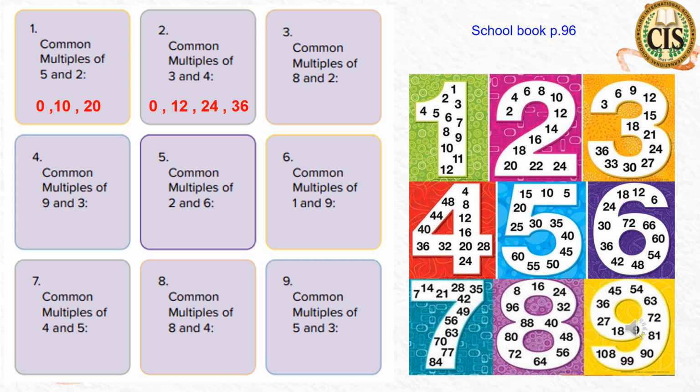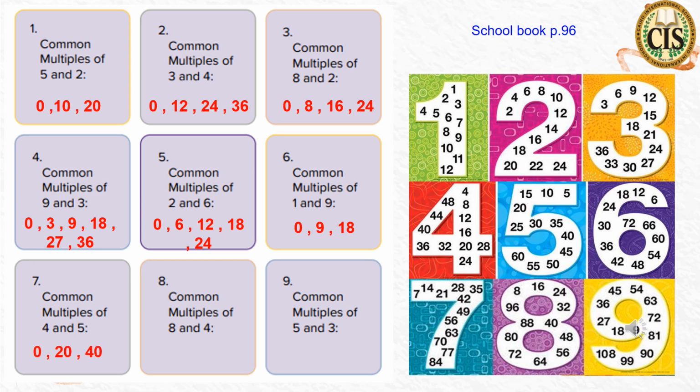Number 3, common multiples of 8 and 2: 0, 8, 16, 24. Number 4, common multiples of 9 and 3: 0, 3, 9, 18, 27, 36. Number 5, common multiples of 2 and 6: 0, 6, 12, 18, 24. Number 6, common multiples of 1 and 9: 0, 9, 18. Number 7, common multiples of 4 and 5: 0, 20, 40.